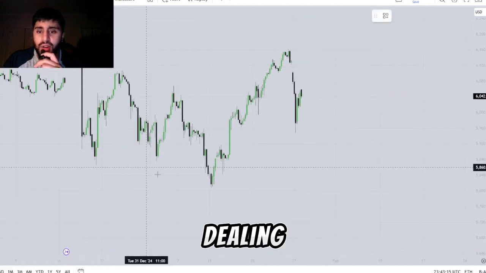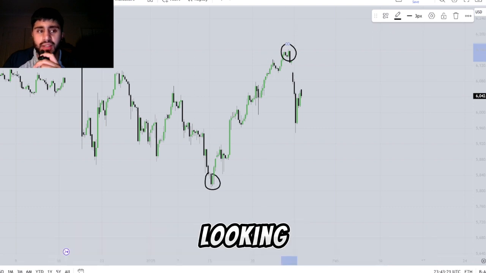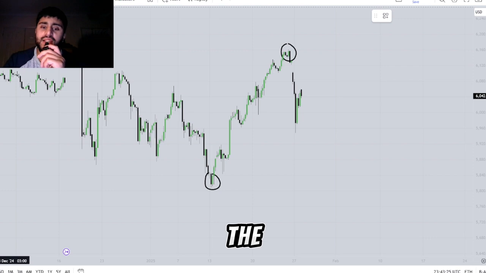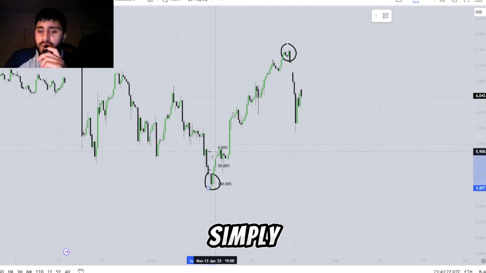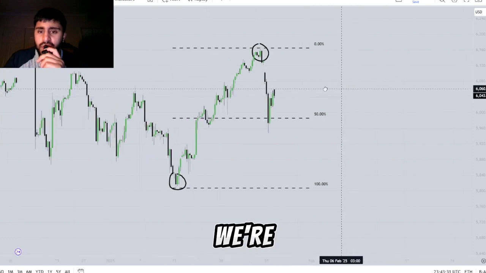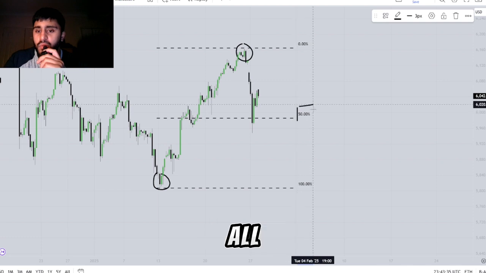Now from here, we have a dealing range, right? A dealing range is simply the most recent structural high and the most recent structural low, right? So we're looking at these two areas. This is step two. Step one is market structure. Step two is the dealing range. The dealing range is simply the most recent swing low to the most recent swing high. Now from here, we're looking at an area, right? The most important number here is this 50% level, right? And we all know why.